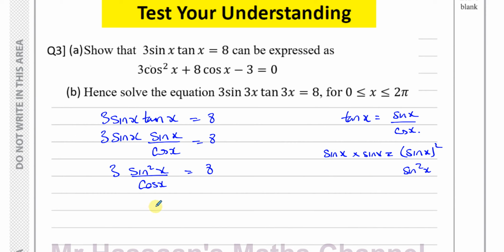Now here we have a fraction, so if we multiply both sides by cosine x, that will get rid of the fraction, and you're left with 3 sine squared x equals 8 cosine x. So now we're getting closer, but what we have here is sine squared x and cosine x, not all in terms of cosine.